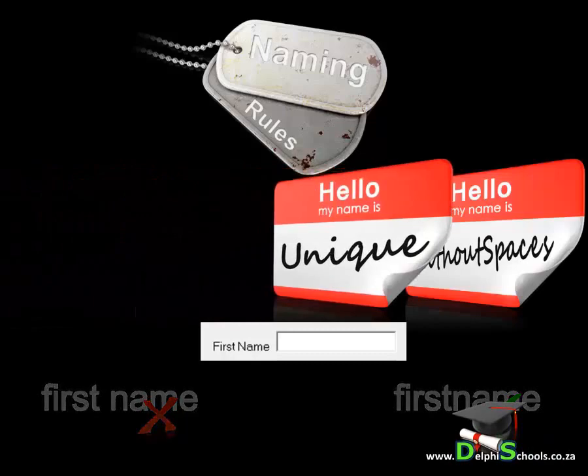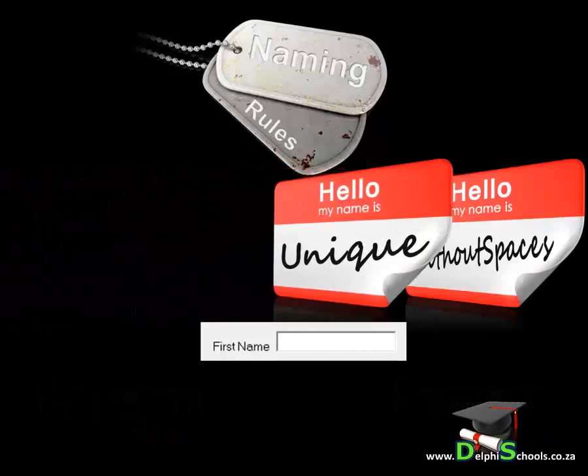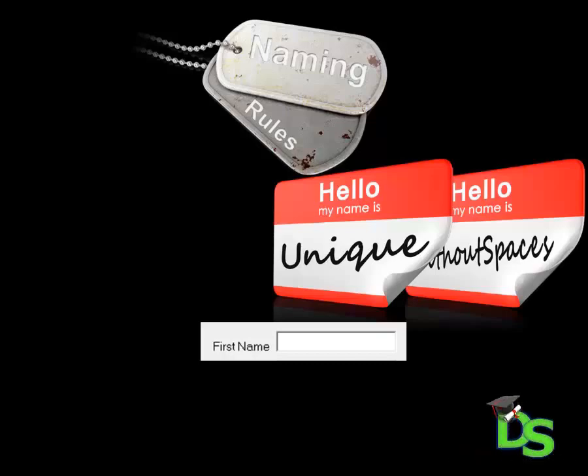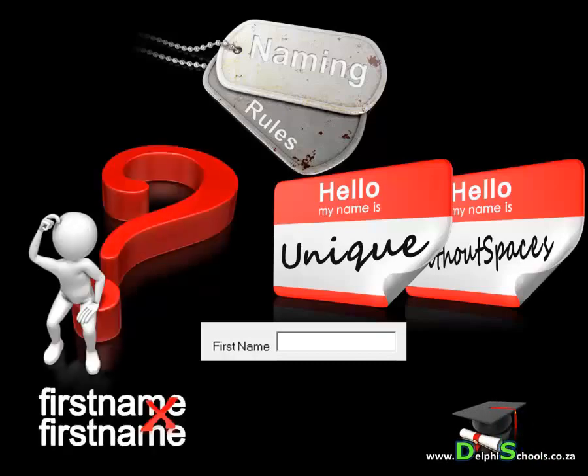The second rule. Your components' names must be unique. You cannot have two components with the same name. For example, the label will indicate to the user that a first name is required, and the edit next to it allows the user to enter a first name. Because both these components have something to do with the user's first name, it is only natural to call them both "first name". However, that will confuse Delphi.